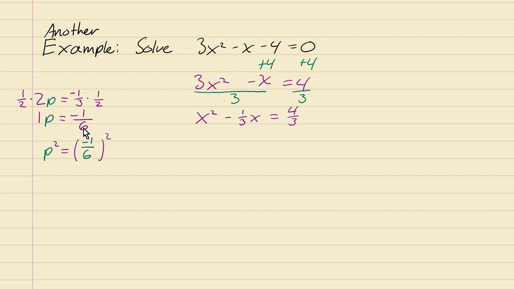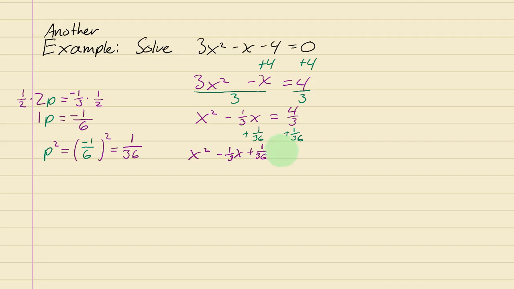Now we can square that. That's the same thing as just squaring the top and the bottom of it. The negative 1 times negative 1 will give you 1. The 6 squared will give you 36. So that should be your p squared, and we're going to add it to both sides. This is really tricky when you have all these fractions, of course. So we're going to have x squared minus 1/3 x plus 1 over 36.